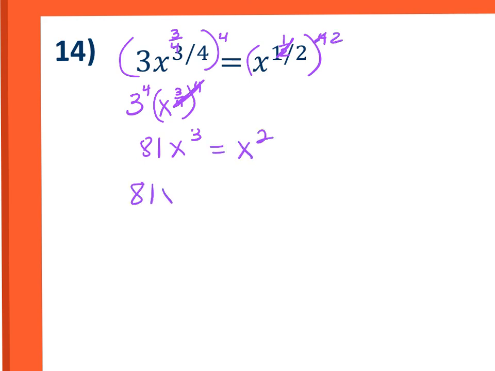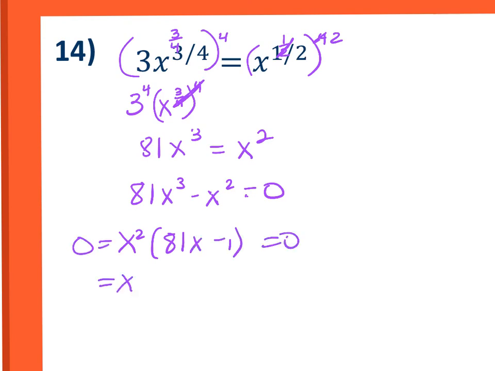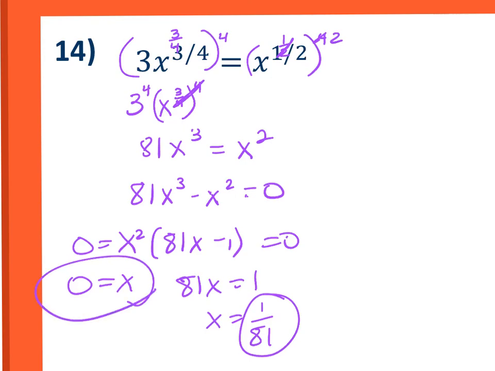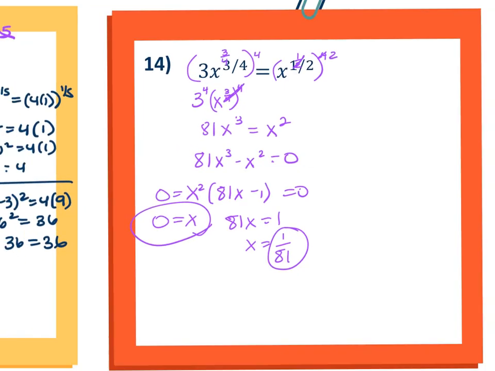Get everything to one side. Factor out the x squared. Split and solve this. X would equal 0. 81x would equal 1, and x would equal 1 over 81. Two solutions there, 0 and 1 over 81.